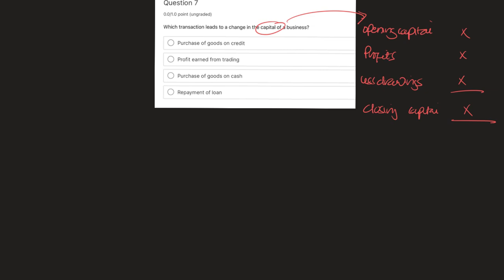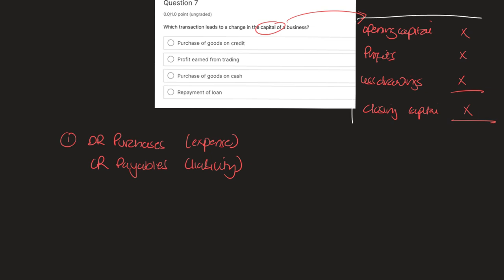Now, if we start with transaction 1, which is the purchase of goods on credit, the dual impact is that you are debiting purchases and you are crediting payables, okay? Now, purchases is an expense category and payables is a liability category, okay? Now, although when you buy goods, you are essentially increasing expenses and reducing profits, this transaction does not directly feed into capital, as we can see from this equation here, okay?